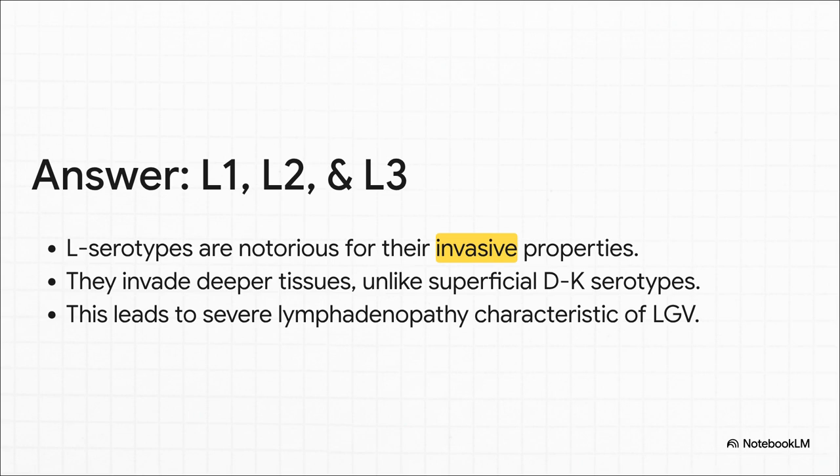That's right, it's the L serotypes, L1, L2, and L3. And that distinction is everything. The D through K serovars stick to the surface, but these L serotypes are the ones that invade deep into the tissue and cause all that severe lymph node swelling you see with LGV. Getting that right is fundamental.